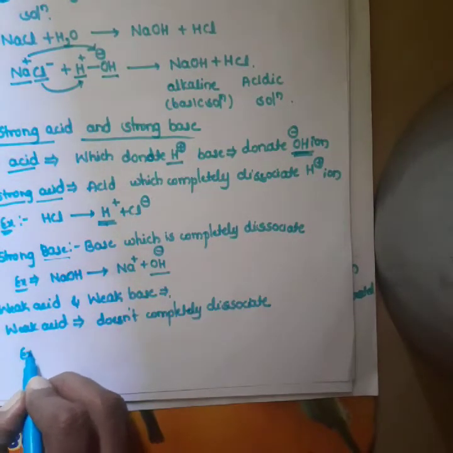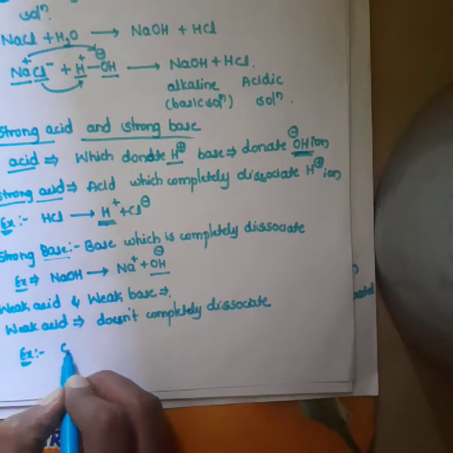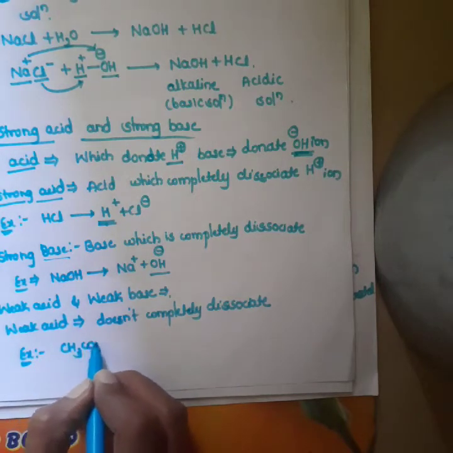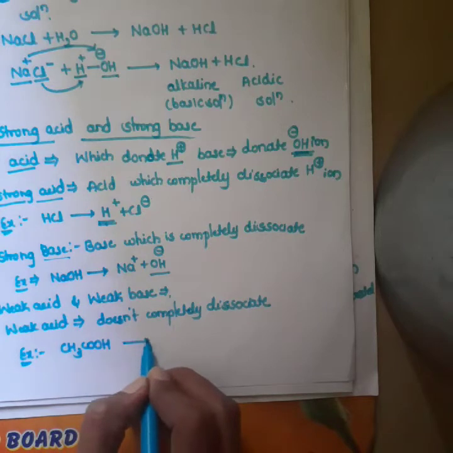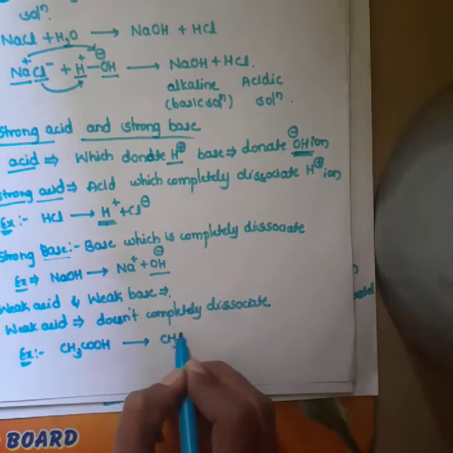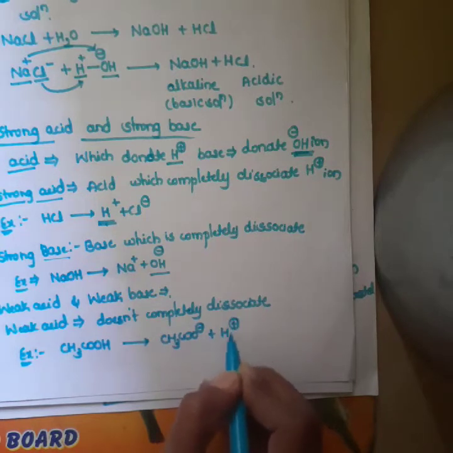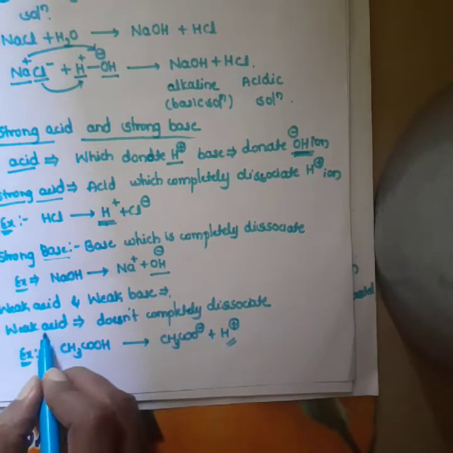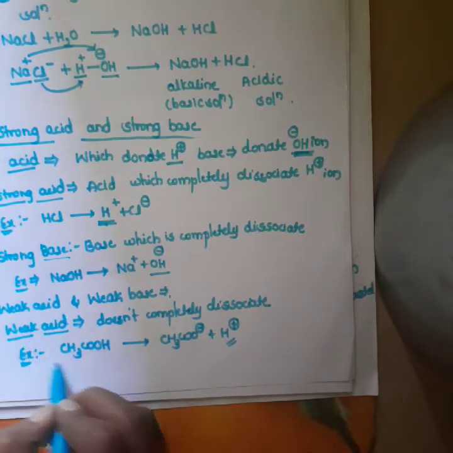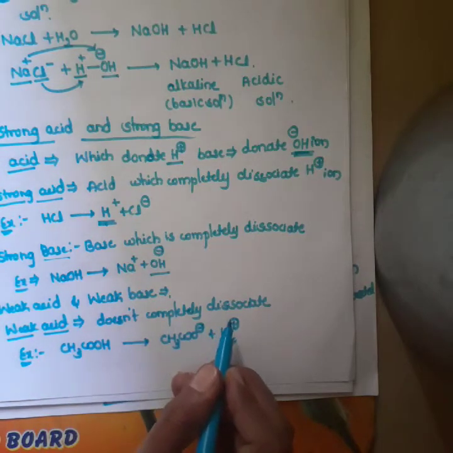Consider one example, acetic acid. Acetic acid is a weak acid. It will give CH3COO minus plus H plus. It is giving H plus ion, that's why it is called an acid, but it is a weak acid because it doesn't completely dissociate.